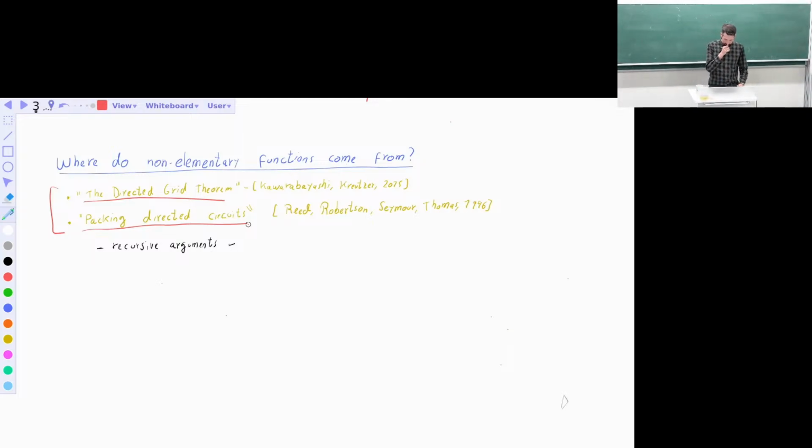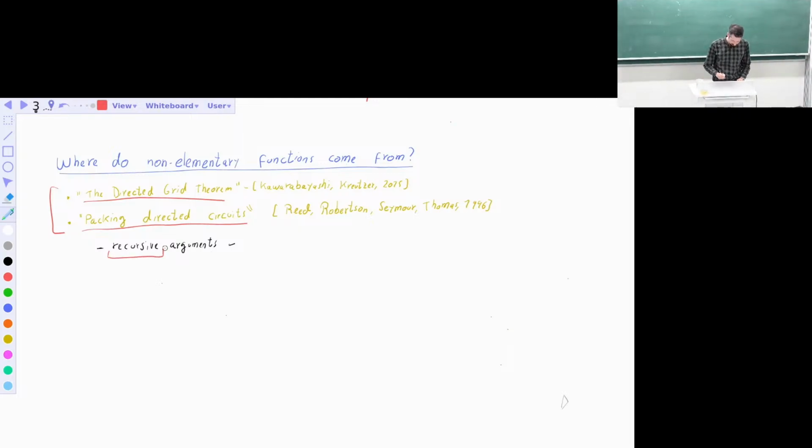One thing that often causes these non-elementary functions in their arguments is some sort of recursive argument, where you apply induction and are always applying some function. In both papers, they have an object that they need to find, which ends up causing these functions, and that's the acyclic grid. They both need at some point to get some acyclic grid.